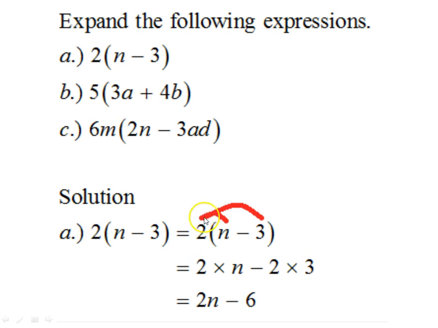So put a red line from the 2 to the n, and a red line from the 2 to the 3. When we expand that out, we shall have 2 times n, minus, middle of the bracket there, minus, then 2 times 3. So 2 times n is 2n, and 2 times 3 is 6 with a minus in the middle, so we get 2n minus 6 when we expand out the first set of brackets. So 2 lots of, in brackets, n minus 3 is the same as, or equivalent to, 2n minus 6.